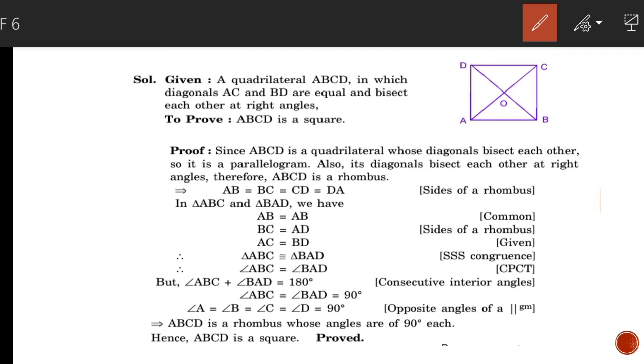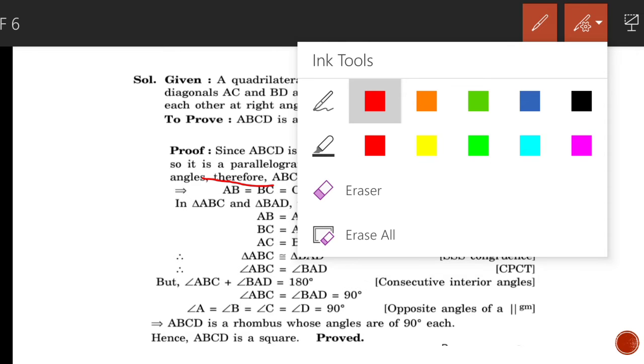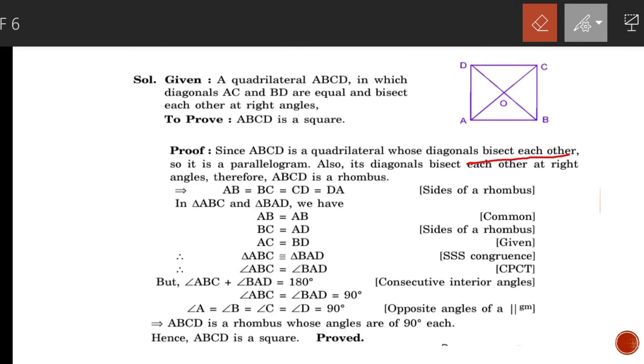Since ABCD is a quadrilateral whose diagonals bisect each other, it is a parallelogram. Also, the diagonals bisect at 90 degrees, so it is a rhombus. So not only can we get a parallelogram because the diagonals bisect each other, but as they bisect at 90 degrees, we can also say that it is a rhombus. In a rhombus, the sides are all equal, so we can write AB equals BC equals CD equals DA.